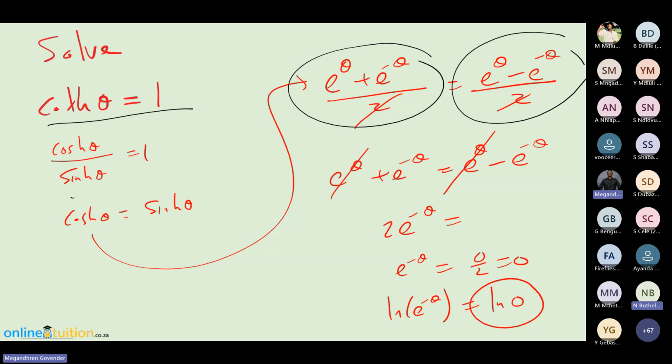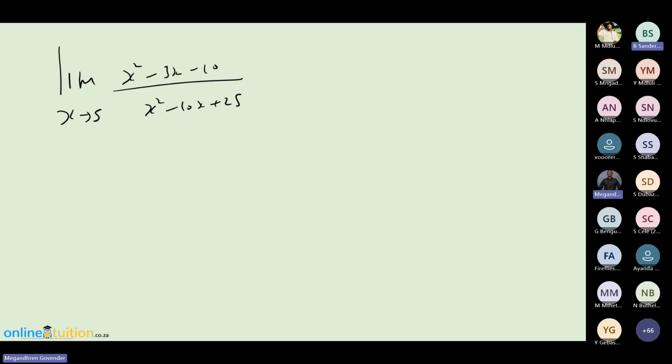Sure. So let's say, an example: the limit as x approaches 5 of x squared minus 3x minus 10 over x squared minus 10x plus 25. So when you simplify, you don't really get an answer.